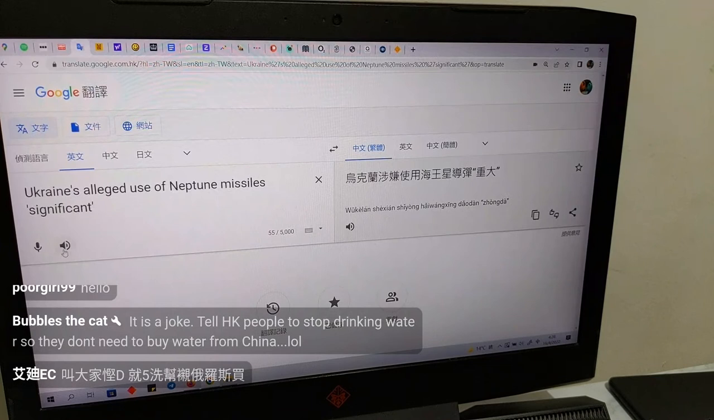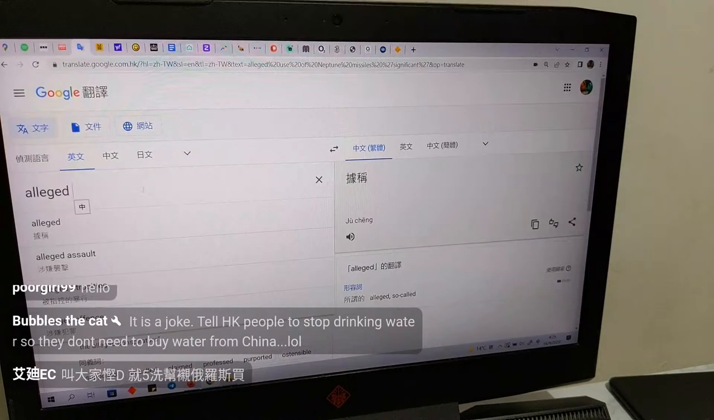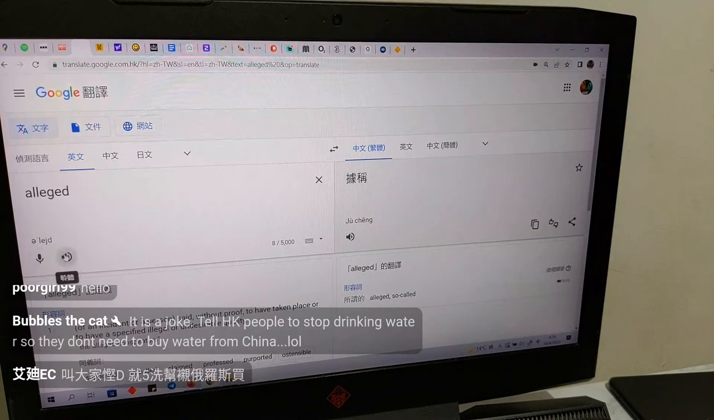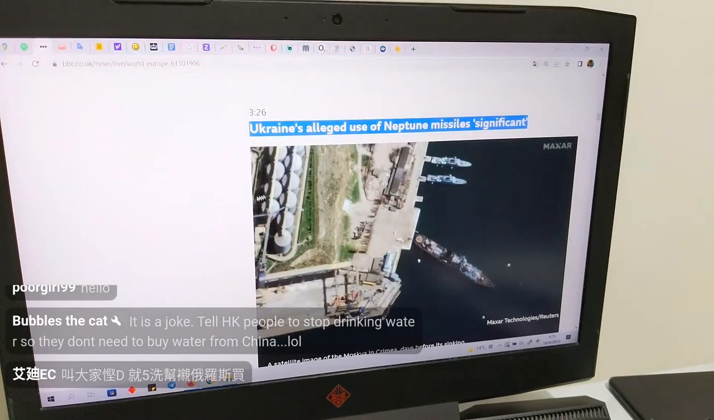Translate this sentence. Ukraine's alleged use of Neptune missiles significant. It's very difficult to read, to pronounce this sentence. Ukraine's alleged use of Neptune missiles significant. Use of... missiles significant. 烏克蘭使用海王星導彈啊！What is this word? 巨青啊, OK. Alleged. Okay. Wow, so many difficult words in the news.